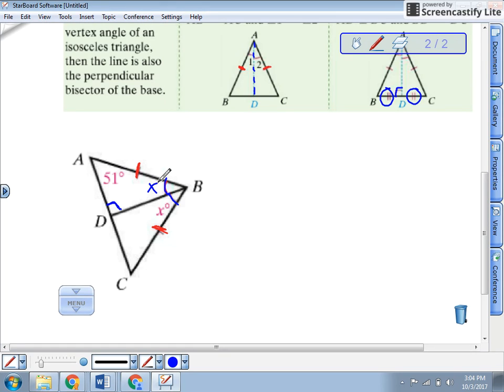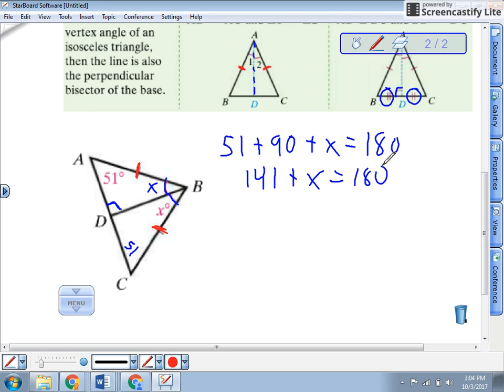So if I want to find x, I know all the angles have to add up to 180, so I say 51 plus 90 plus x is going to equal 180. Again, I could also put 51 here. I know this is going to be 51 because since these legs are congruent, the base angles are going to be congruent. And I also know that that's going to be 90 on that side as well. So once I do that, I'm going to get 51 plus 90 is 141, plus x equals 180. Subtract the 141. And then x is just going to equal 39 degrees. And that's our final answer.